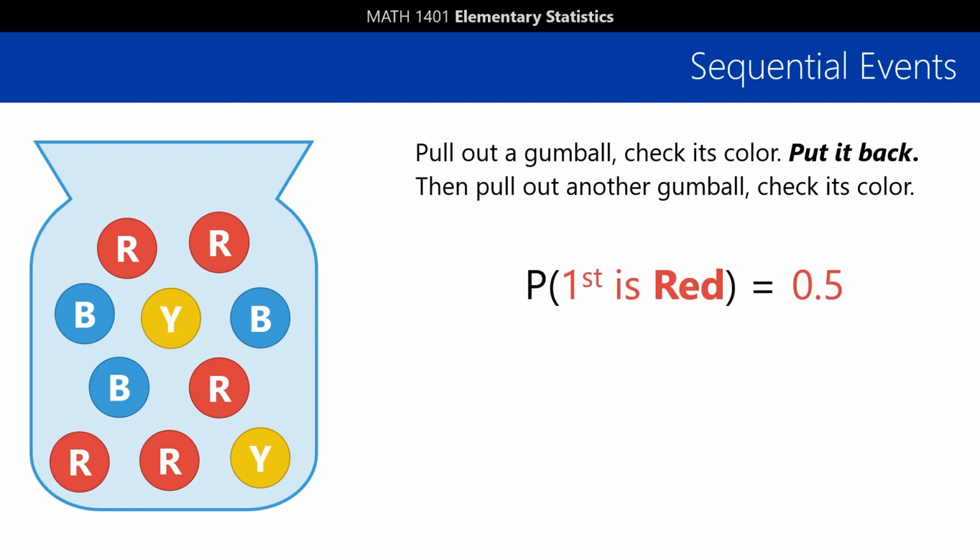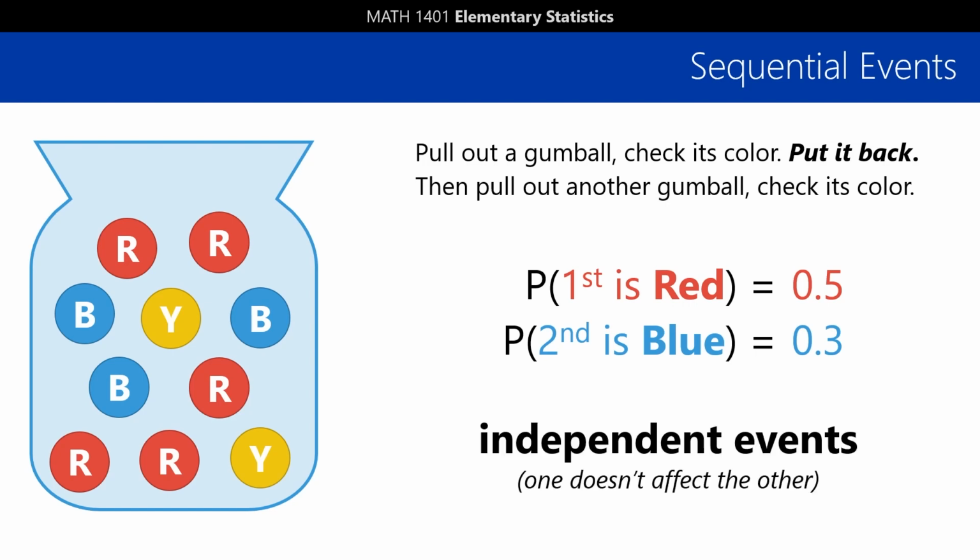We already know that the probability that the first gumball is red is 5 out of 10, 0.5. What about the second gumball being blue? Well, since we put the first gumball back, the jar is in the same state now as it was before. So the probability that the second one is blue is still 3 out of 10, 0.3. This is an example of what we call independent events. Since we put the first gumball back, it has absolutely no effect on what color we get for the second gumball. It's as if the first one never happened.